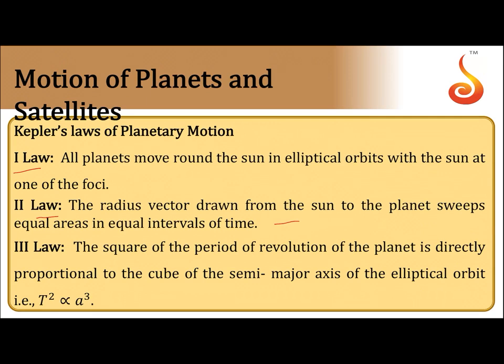Then the third law is called the law of periods. According to it, the square of the time period of revolution of a planet is directly proportional to the cube of the semi-major axis. So T² is proportional to a³. This is the third law. These laws are applicable for any planet, any satellite, or any object moving under the action of a central force.